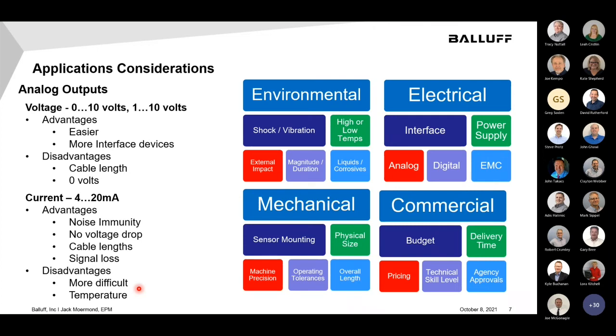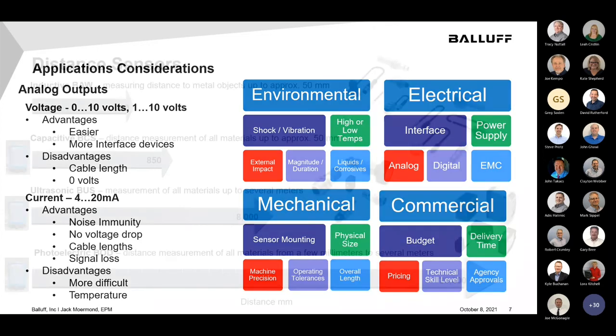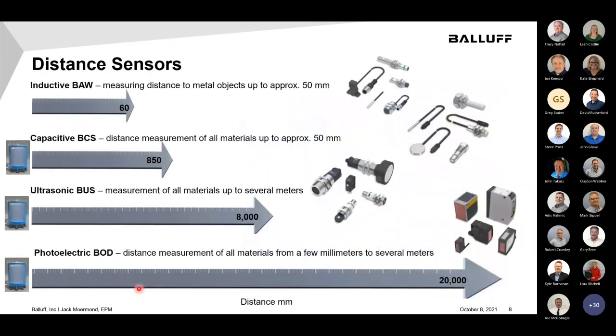So let's talk some distance sensors. Basically, what we have here, these are what I consider the distance sensors, the devices that are not going to be mounted on a moving piece of equipment that much. So first off, we have inductive, the BAW sensors. Typically, these are going to get about a max range of 60 millimeters.